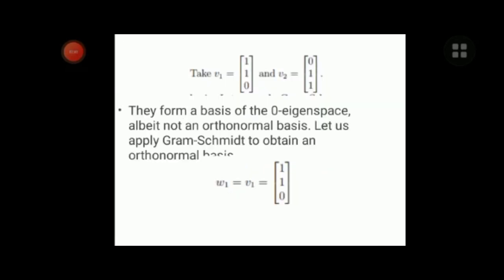Take V1 equals (1, 1, 0) and V2 equals (0, 1, 1). They form a basis of the zero eigenspace, albeit not an orthonormal basis. Let us apply Gram-Schmidt to obtain an orthogonal basis, that is W1 equals V1 equals (1, 1, 0).